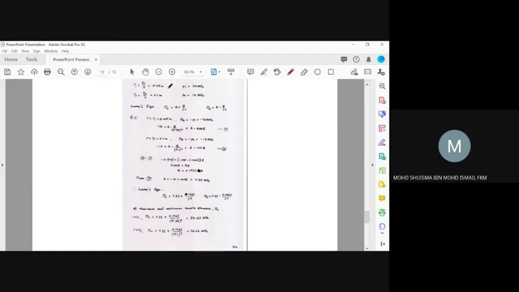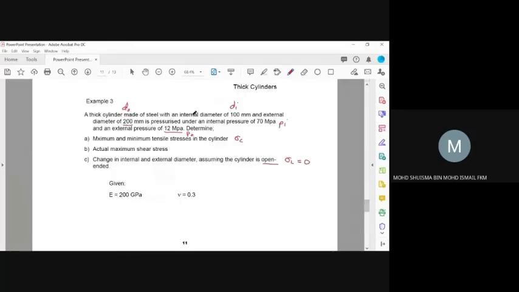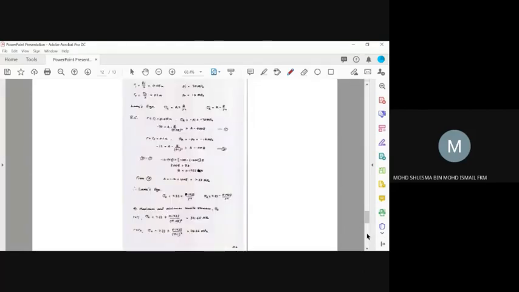So RI is 0.05, RO is 0.1, PI is 70 megapascal and PO is 12 megapascal. Okay, so we just take from these values here. Those are the values given. So from Lamé's equation, we have sigma C is equal to A plus B over R squared. Sigma R is A minus B over R squared.